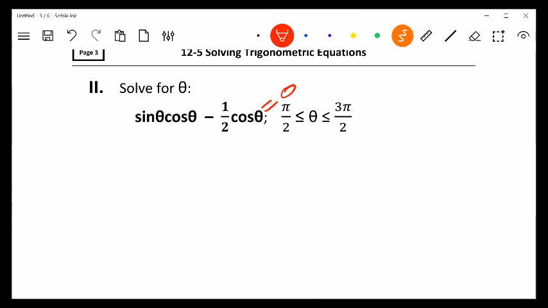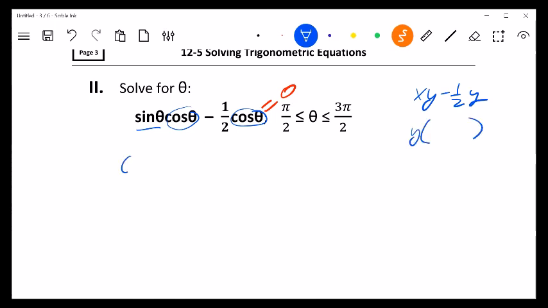So when I look at this now, I can see that I have sine of theta times cosine theta, minus 1/2 a cosine theta. So I actually have something in both of these. That's sort of like x times y minus 1/2 y. I can take y out of both of those like this. And that's what I'm going to do with the cosine.